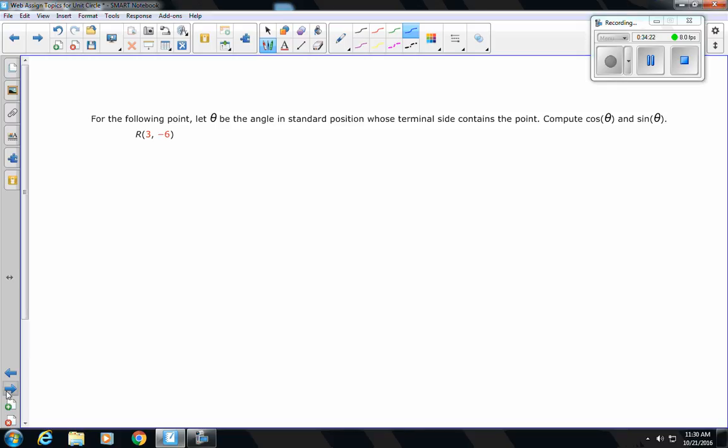Okay? All right. For the point, let theta be the angle in standard position whose terminal side contains this point. So this time they didn't tell you what quadrant it's in because it's obvious based on the ordered pair. So if I sketch out 3, -6, 1, 2, 3, 1, 2, 3, 4, 5, 6. Here's my point.